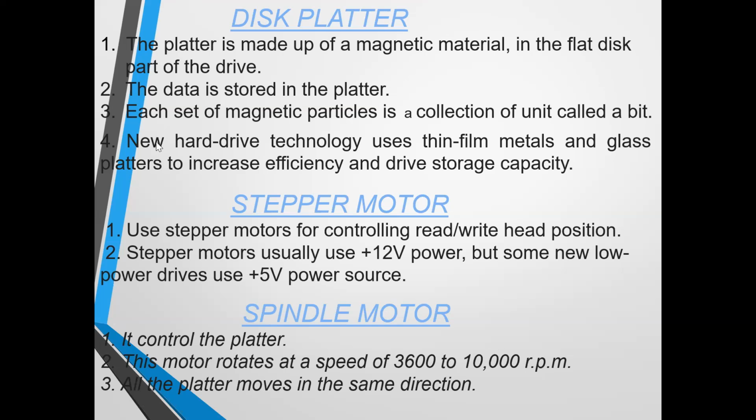A platter is made up of magnetic material in the flat disk part of the drive. The data is stored in a platter. Each set of magnetic particles is a collection of units that we call bits. New hard drive technologies now use thin films and metals. They are now actually glass platters. That's why a hard drive is very fragile. You don't go about throwing your laptop around. You injure all these small platters, and once they are injured, that is it. You have nowhere to do your forensic analysis.